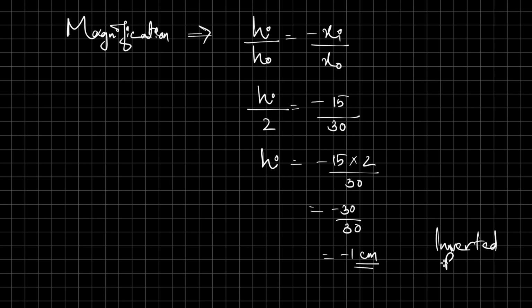It's a real image. The image is formed in front of the mirror. So if you place an object of 2 centimeter height 30 centimeter in front of a concave mirror, you'll get an image of height 1 centimeter, a real and inverted image 15 centimeter from the pole.